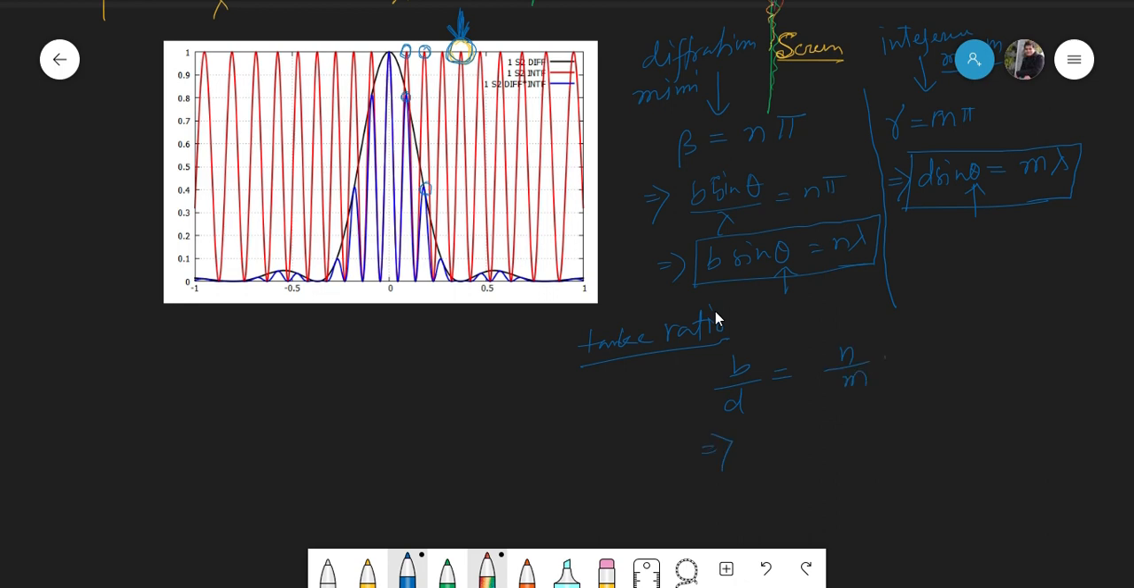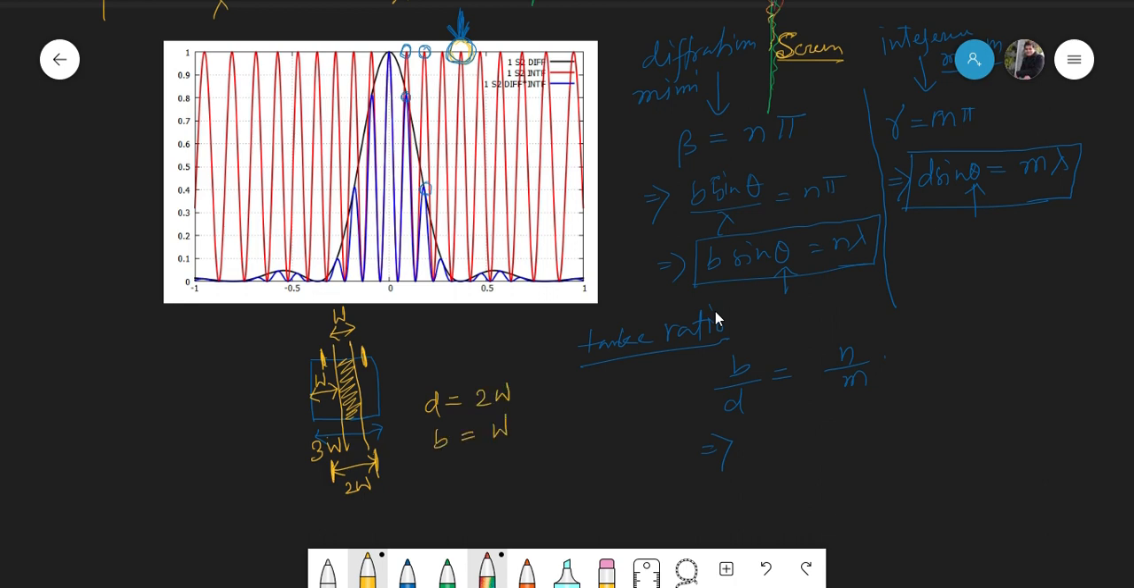Now, what is this ratio, b by d? If you remember, we had this aperture, and the width of this aperture was 3 times the needle width. So if we say that we have a needle at the center and its width is w, then this width is 3w. So the slit width would be w, and the separation between the slits would be 2w, from the center of one slit to the center of another slit. So this much is 2w. So d is equal to 2w, b is equal to w.